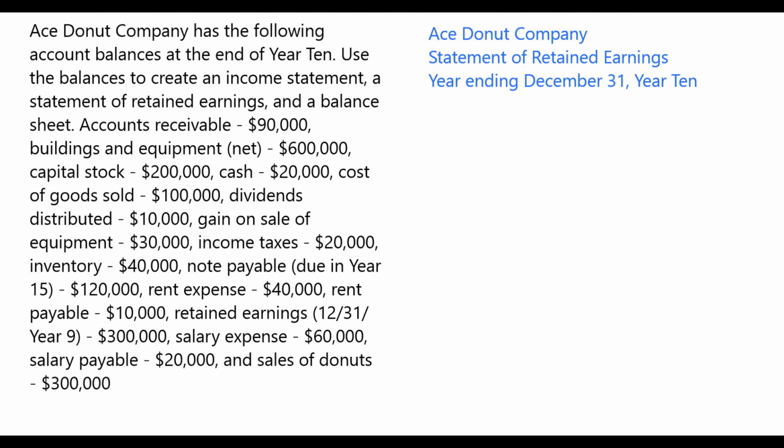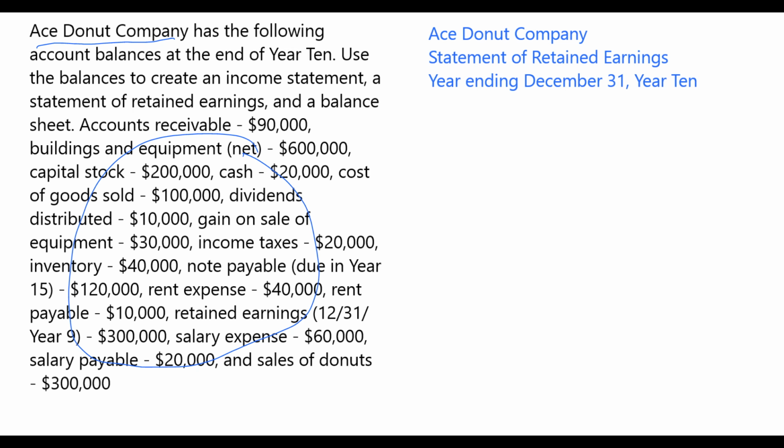Now that we have done the income statement, let's go and do the statement of retained earnings. We're going to take the same numbers we had before. These are all the account balances of Ace Donut Company, but this time we're going to do a statement of retained earnings. Before we do that, what is the purpose of the retained earnings?